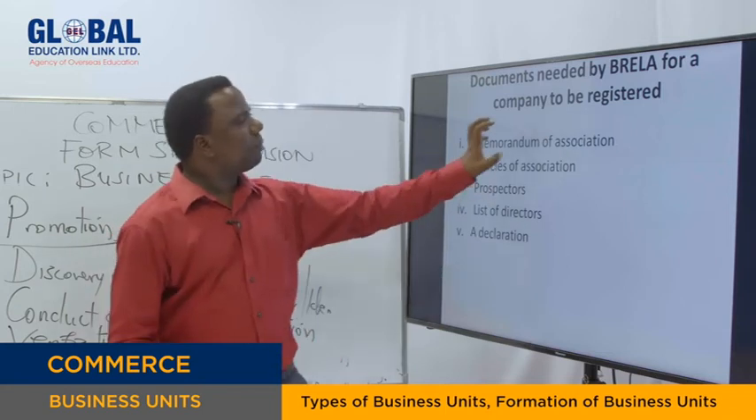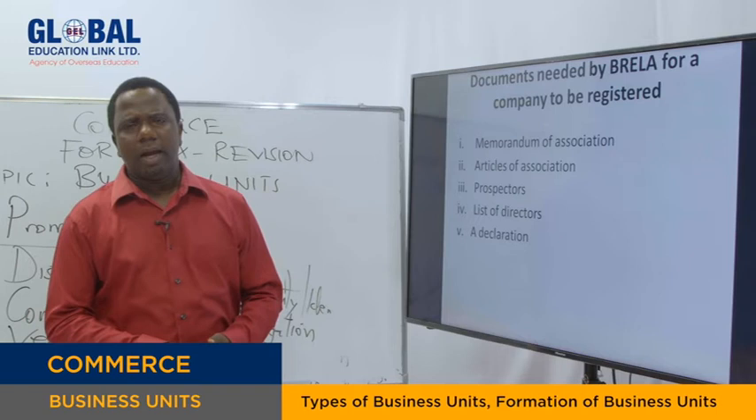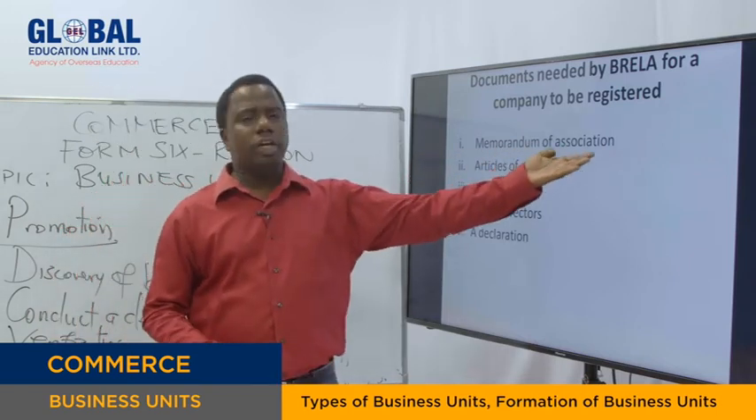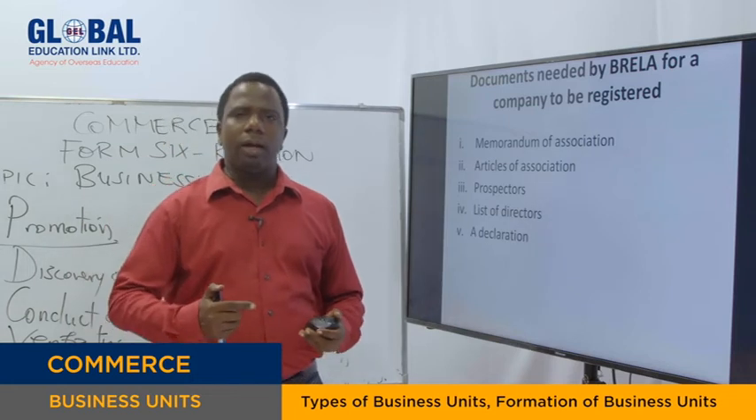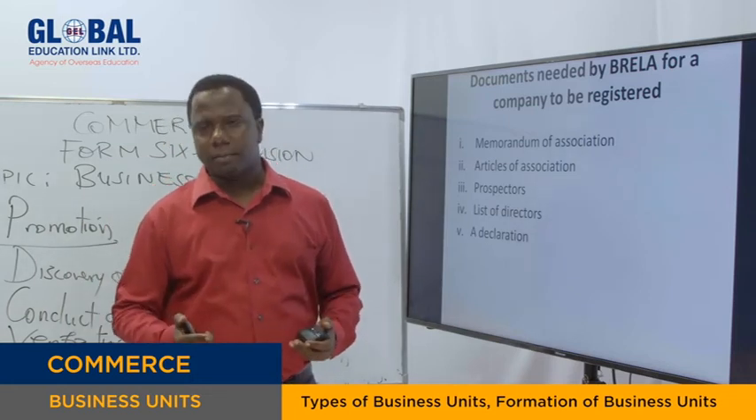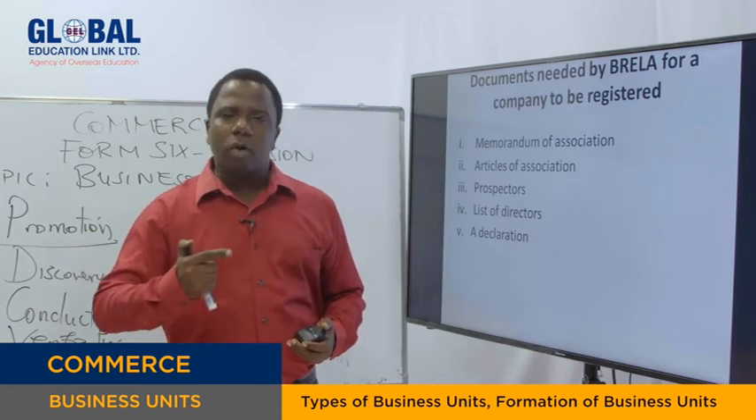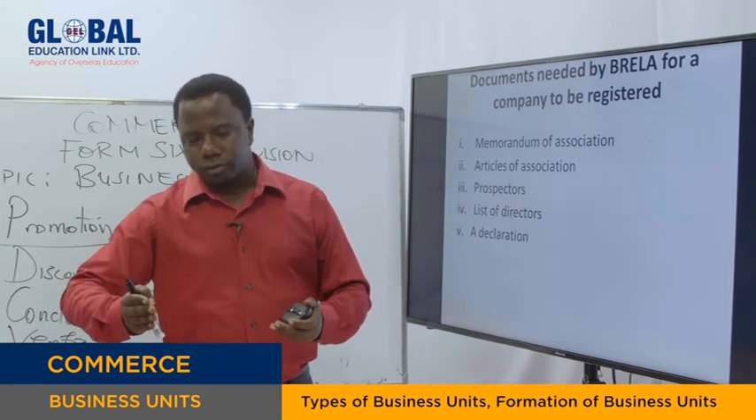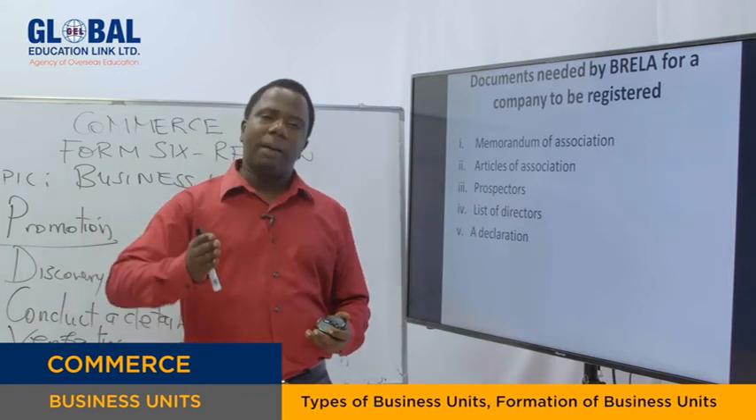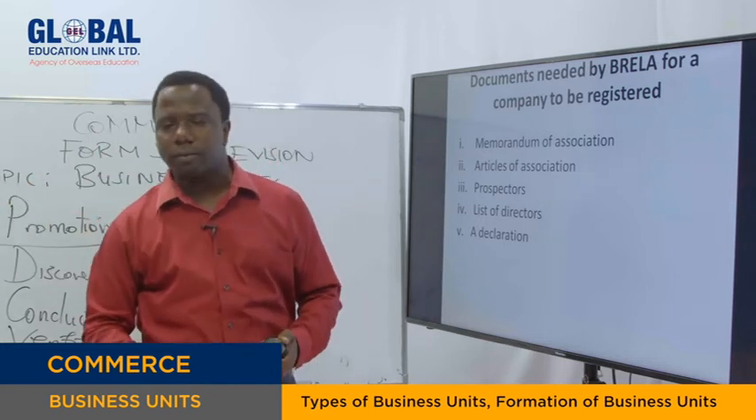Now this document, Memorandum of Association, is a very, very important document. It is the document which defines the power and limitation of a company. It's the one which will show the objectives of a company. It's the one which will give a limit to a company, that a company will be doing this, this, and this, and not that and that one.